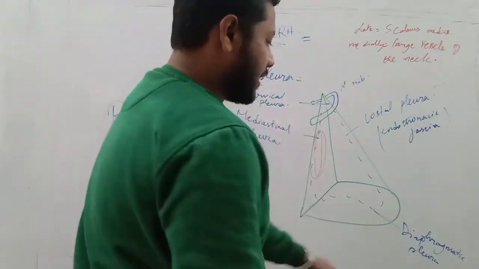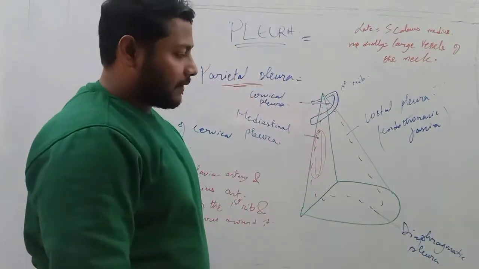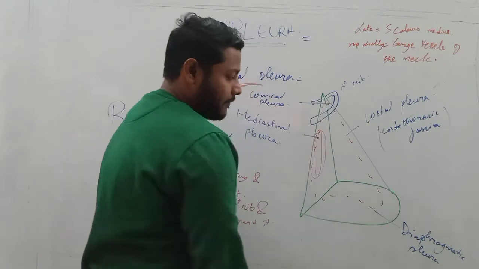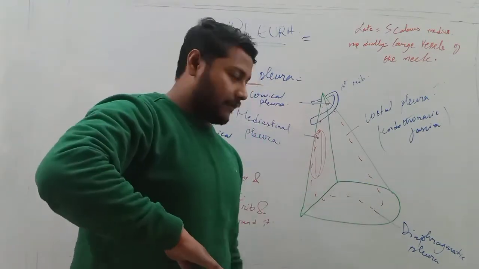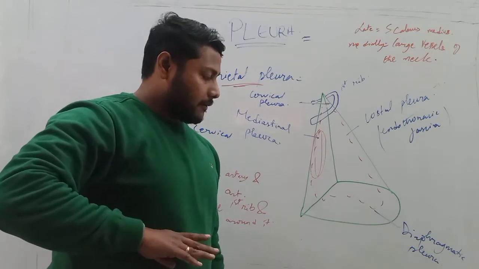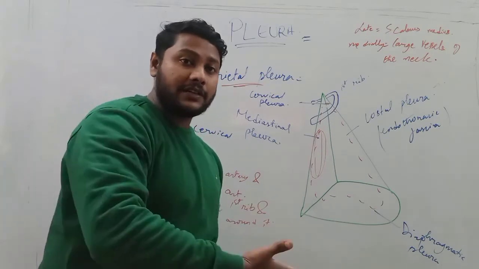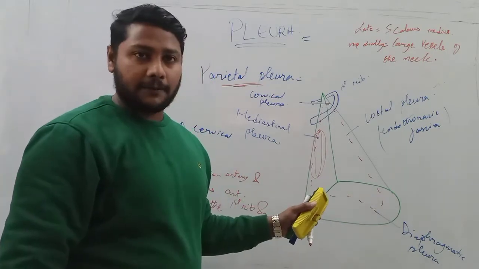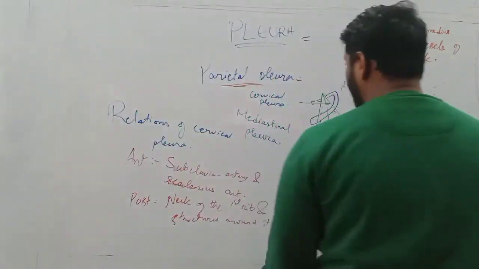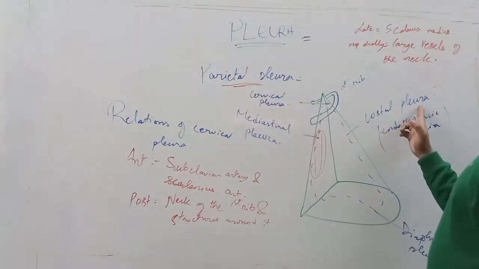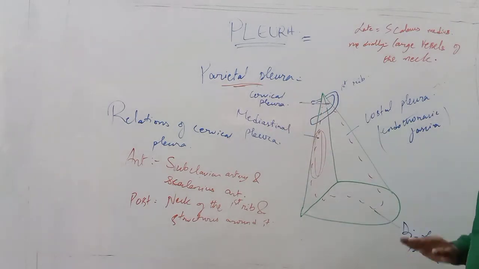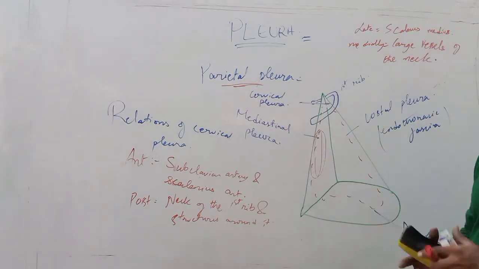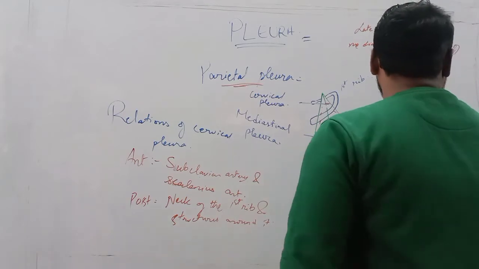And lastly, we have the diaphragmatic pleura. Since this diaphragmatic pleura is around the diaphragm, it is covering the superior surface of the diaphragm and the inferior surface or the base of the lungs. So these are the 4 divisions of parietal pleura: the costal pleura, mediastinal pleura, the cervical pleura, and the diaphragmatic pleura. Keep it simple, keep it straight. So this is about the pleura.